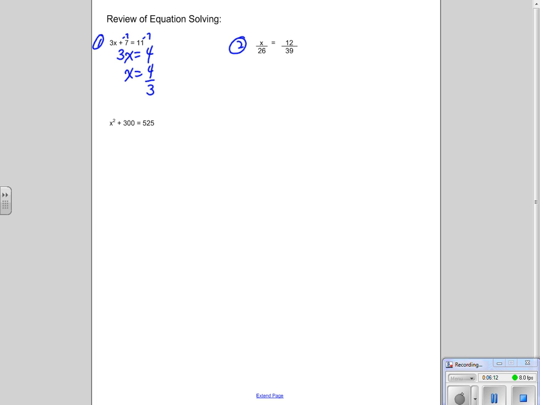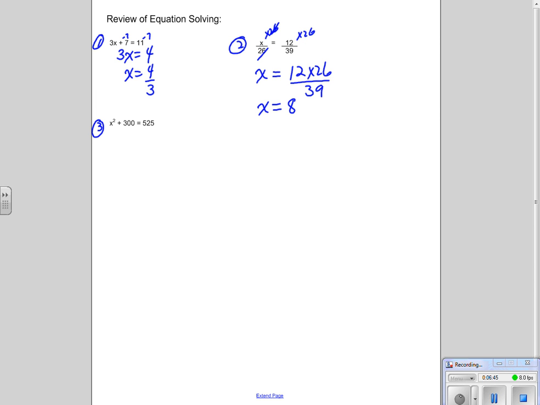x divided by 26 equals 12 divided by 39. To get x by itself, I want to get rid of divide by 26. So I'm going to multiply both sides by 26. That will effectively get rid of divide by 26. So my right side will be 12 times 26 divided by 39. And that will be 8.